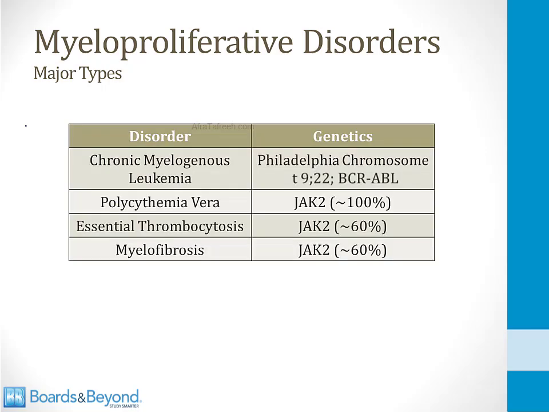Each of the four major types of myeloproliferative disorders has a characteristic genetic abnormality associated with the condition. In the case of CML, the genetic abnormality is the Philadelphia chromosome, and I talk about this in detail in the module on chronic leukemias. For the other three myeloproliferative disorders, the genetic abnormality associated with each of them is called a JAK2 mutation. This is found in almost all cases of polycythemia vera and the majority of cases of essential thrombocytosis and myelofibrosis.